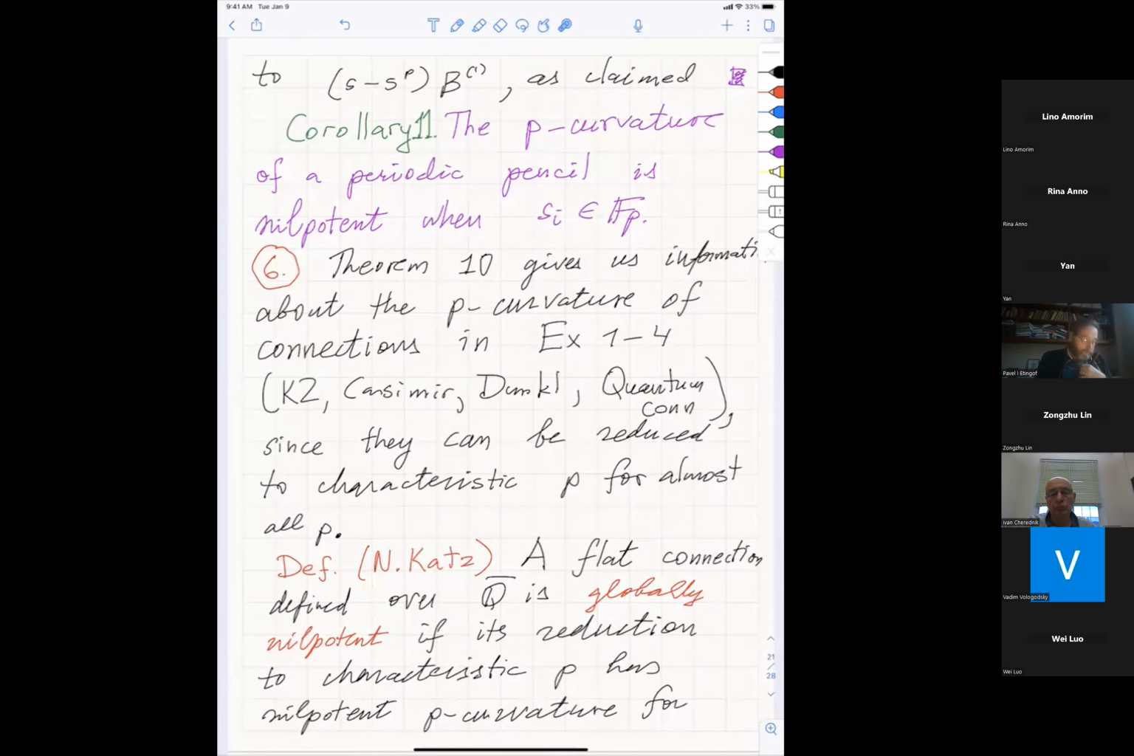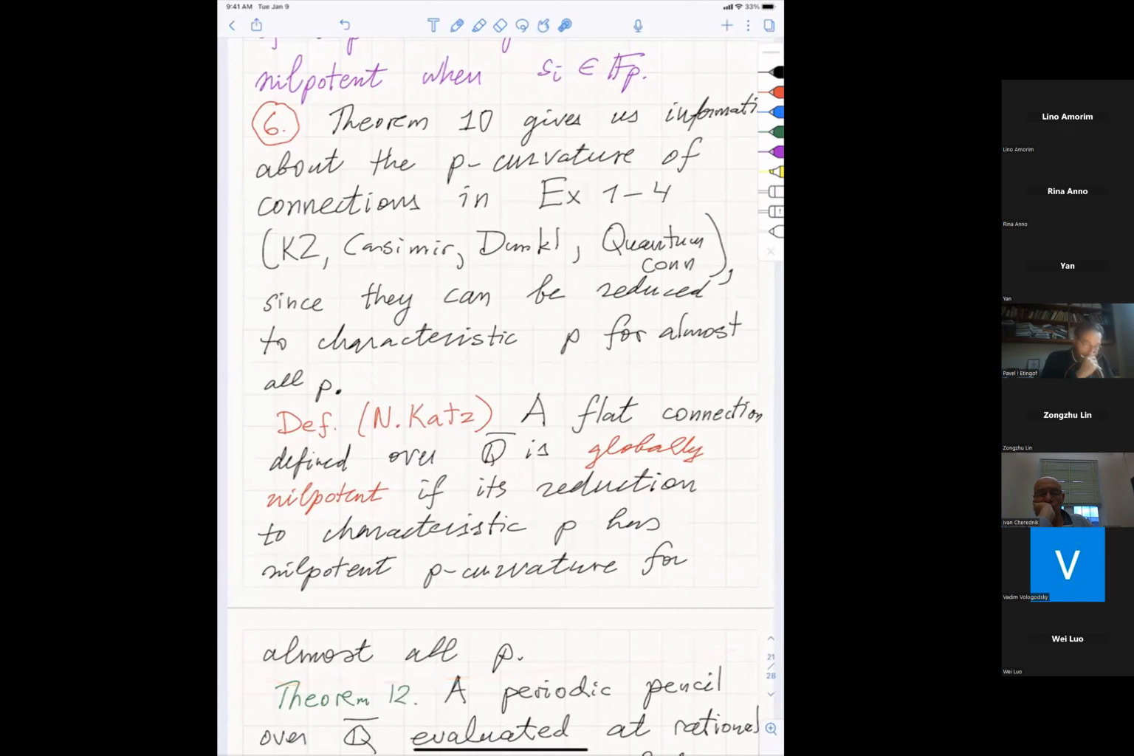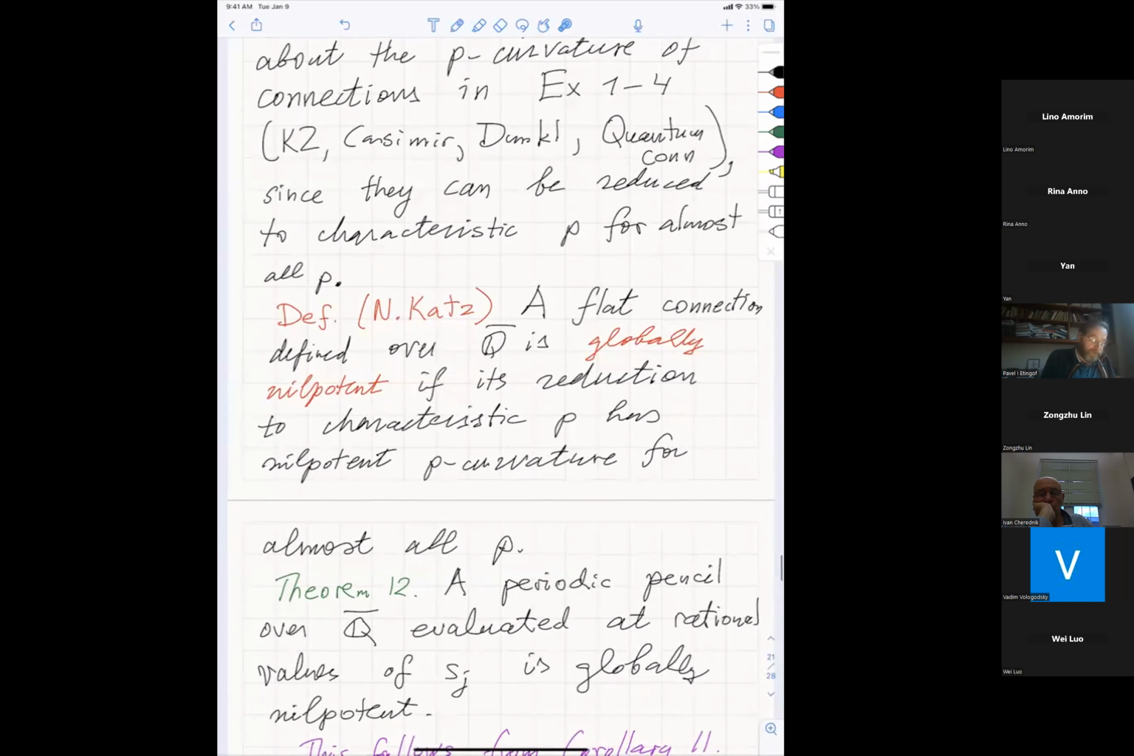Now, I want to remind that this connects well to the work of Nick Katz, who made the following definition in 1970, which was very influential. He said that a flat connection defined over Q-bar is globally nilpotent if its reduction to characteristic P has nilpotent p-curvature for almost all P. And the theorem that we obtain, therefore, is that a periodic pencil defined over Q-bar evaluated at rational values of s_j is globally nilpotent. So in particular, all our examples with rational values of s_j are globally nilpotent.